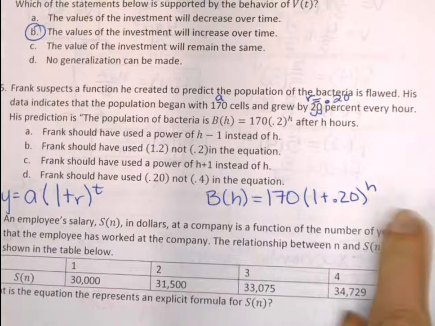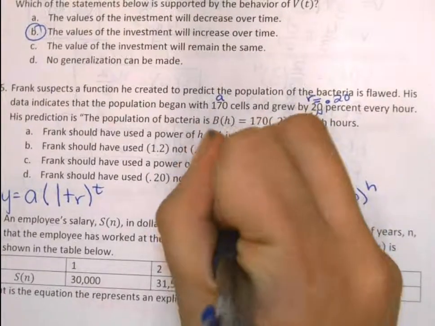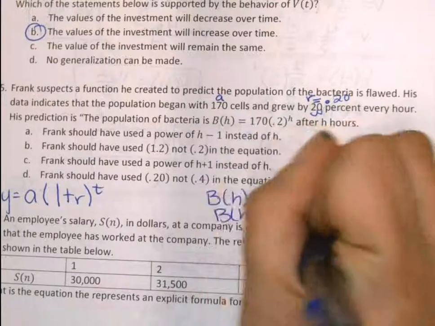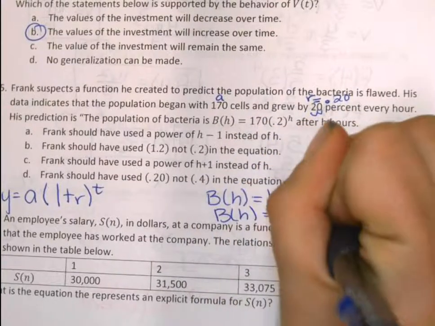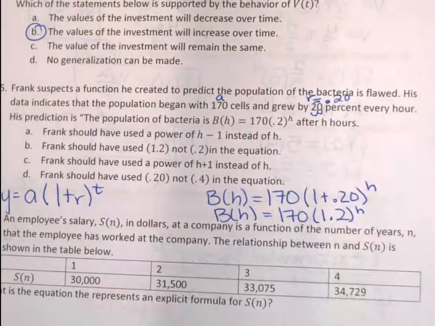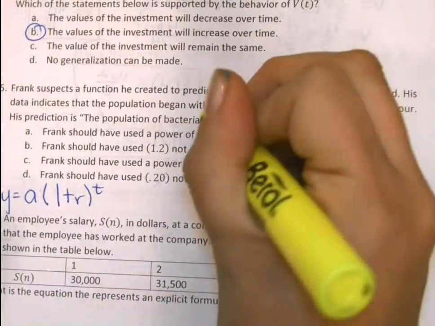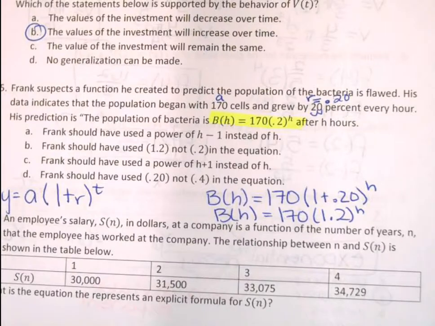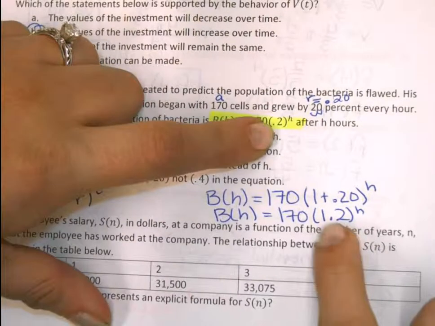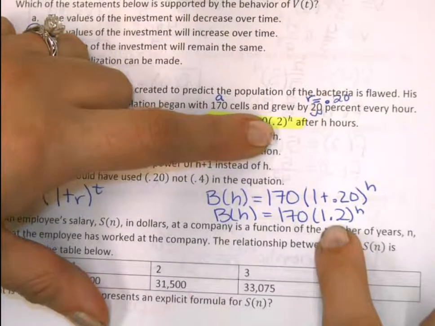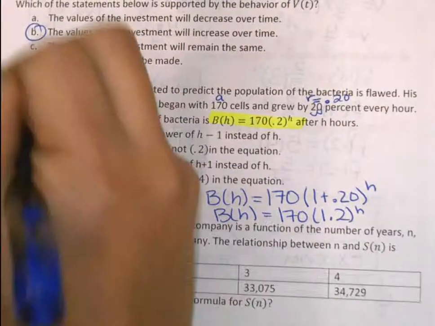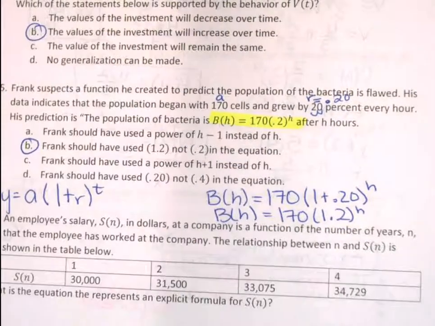If I simplify, 1 plus 0.20 is just going to be 1.2. So if I compare my function to his function, let me highlight this so it'll be more clear. The difference here is inside the parentheses, he has a 0.2 and I have a 1.2. So his mistake was he forgot to write the 1 in the 1.2.